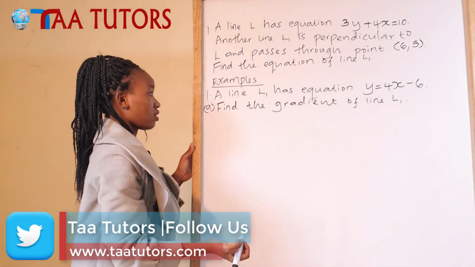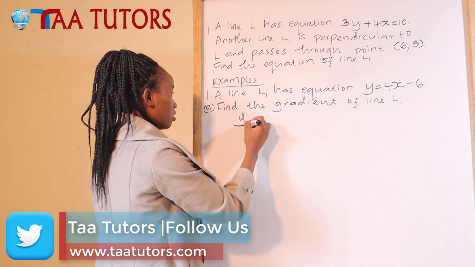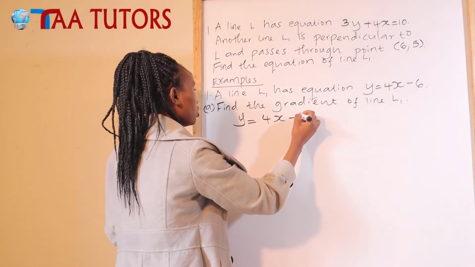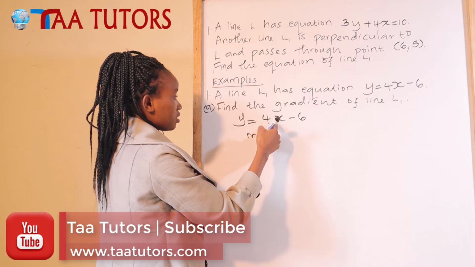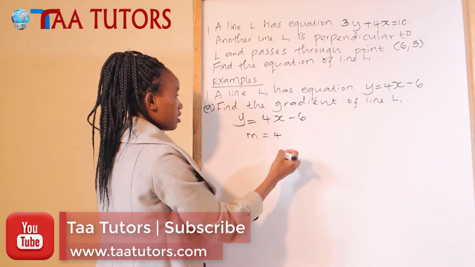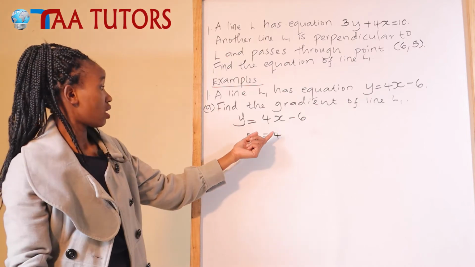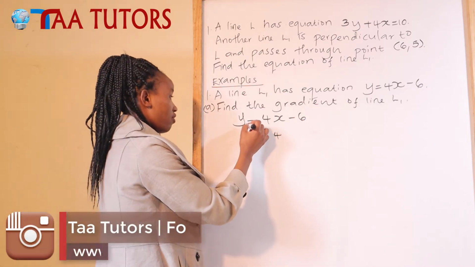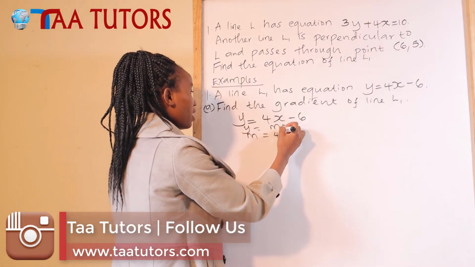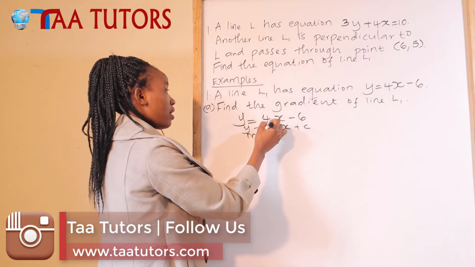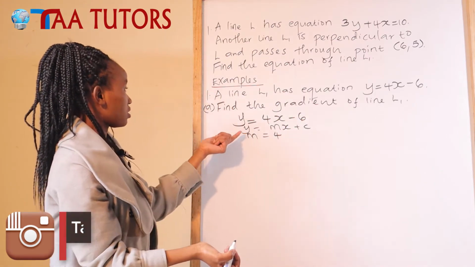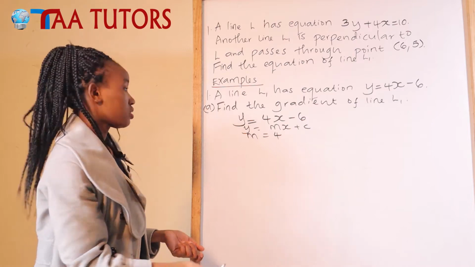Now, when you're given the equation of a straight line, you can always get the gradient from the equation. Our gradient is 4 in this case. The gradient is 4. So we have already answered this question because the equation is already written in the form y equals mx plus c. So our m is 4. In other words, the gradient of line L1 is 4.